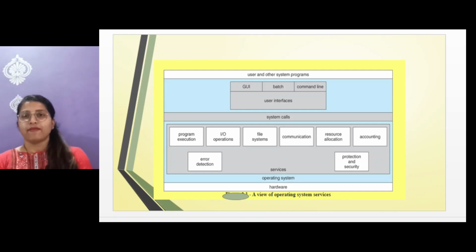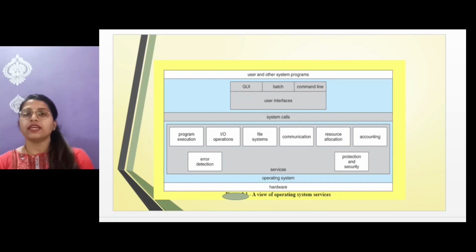Whenever a question is asked about elaborating the functions or services of the operating system, this diagram is very important. So what are the main functions of the operating system, or services provided by it? Different operating systems provide different kinds of services, but a common set of services is common to every operating system.